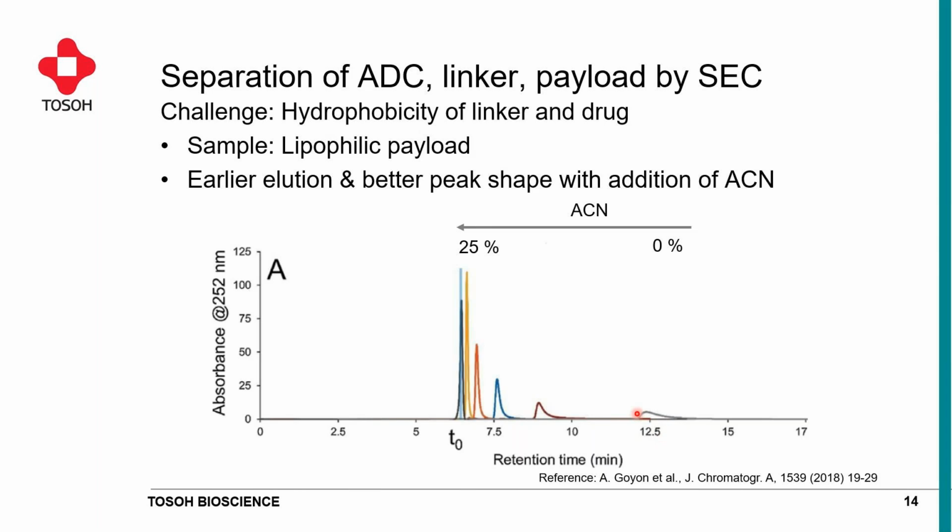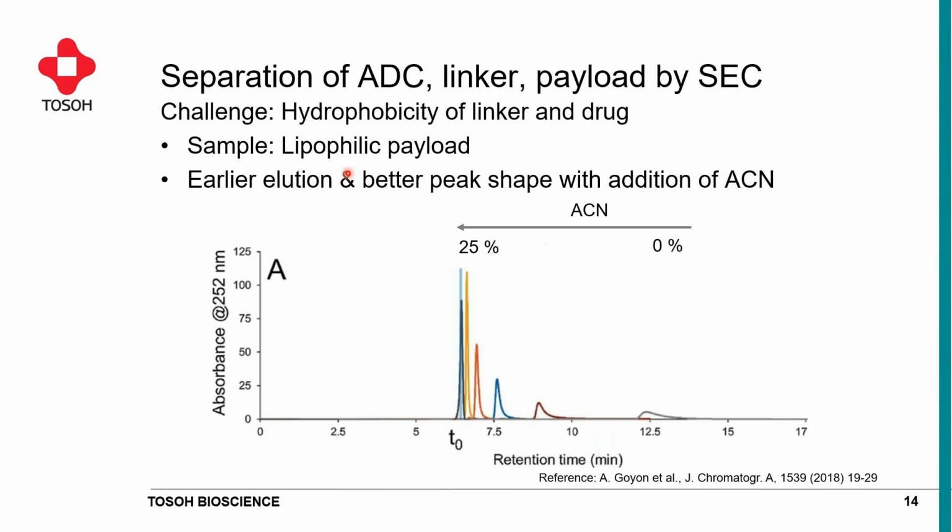However, if we add acetonitrile to our mobile phase, then we will see that the elution takes place at earlier time points, and we will get sharper peaks. This is because this addition of acetonitrile or an organic modifier reduces the hydrophobic interactions between this payload and the stationary phase. Okay, cool. We are solved now. We can get the lipophilic payload off the column.